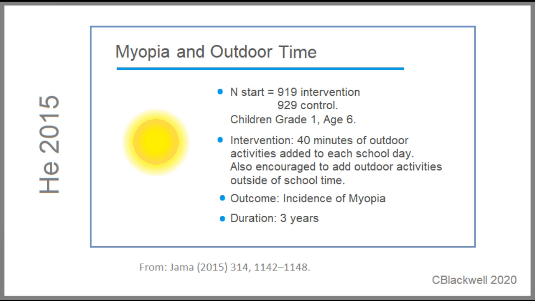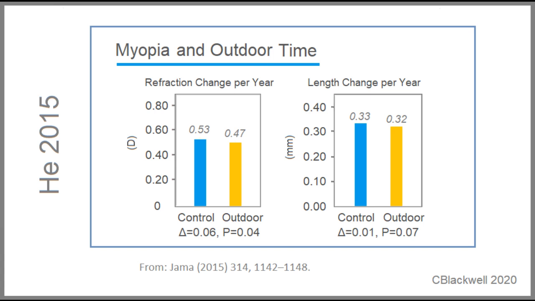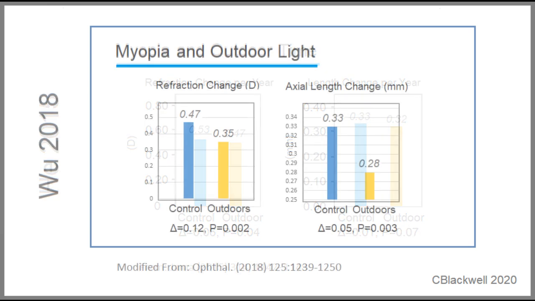Option 4. Increased outdoor time and exposure to sunlight. The He study added 40 minutes of outdoor time on each school day and encouraged more outdoor time in general. In terms of refraction change, there was a small but statistically significant slowing of myopia progress, while for axial length, the change fell just short of statistical significance. Whereas the 2018 Wu study showed a stronger effect.